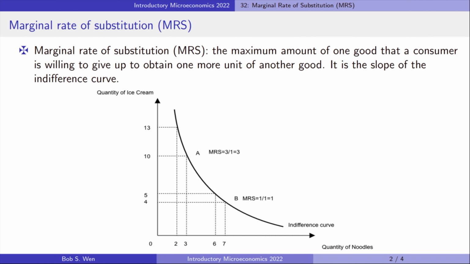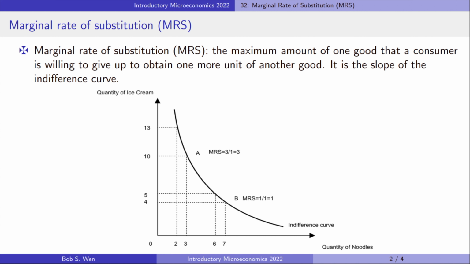This property is called the diminishing marginal rate of substitution. The consumer is willing to give up less and less ice cream to get one more unit of noodles as she has less and less ice cream. The marginal rate of substitution of ice cream for noodles decreases as it moves along the indifference curve from A to B in the graph. The indifference curve is bowed towards the origin.